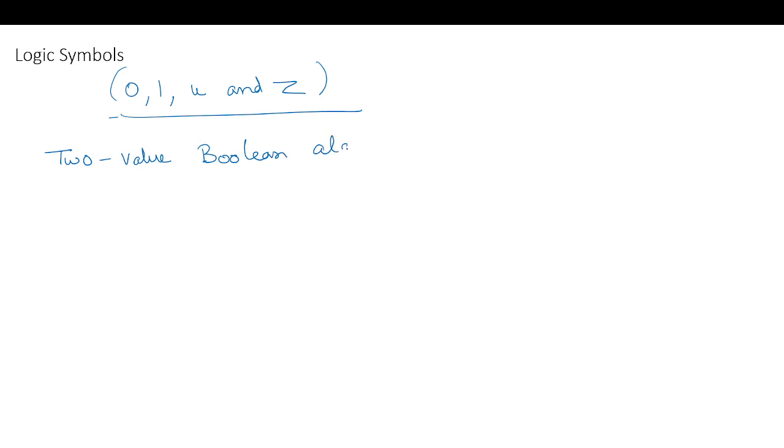So the next is the logic symbols. Commonly we have 0, 1, U and Z. These are the symbols used during the simulation. If we consider two value logic, the two value Boolean algebra, we consider 0 and 1. These are the two symbols where 0 means false and 1 indicates true.